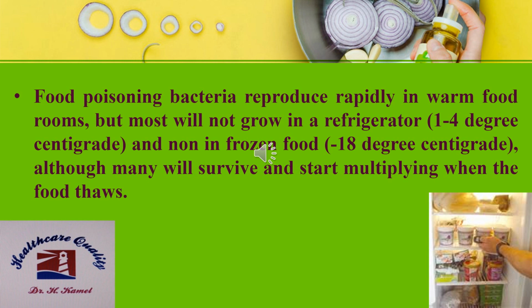Food poisoning bacteria reproduce rapidly in warm food rooms, but most will not grow in a refrigerator, 1 to 4 degrees centigrade, and none in frozen food, minus 18 degrees centigrade, although many will survive and start multiplying when the food thaws.